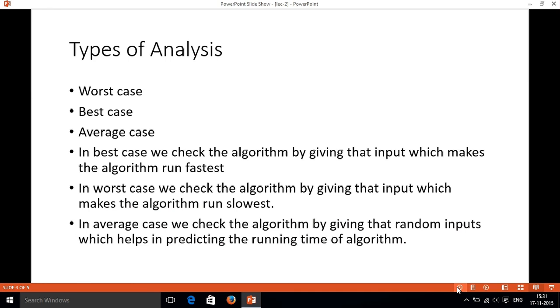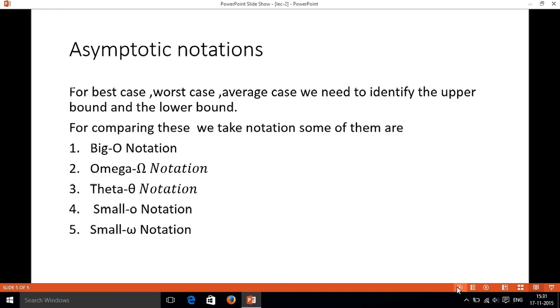So, to consider these cases, we have to find the lower bound and the upper bound. For comparing these, we use asymptotic notations. There are 5 types of asymptotic notations: big O notation, omega notation, theta notation, small o notation, and the small omega notation.